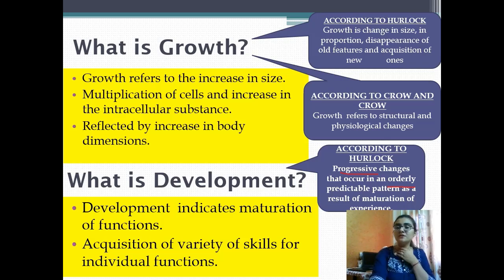Like a baby first learns to crawl, then he learns to stand, then he learns to run. This is an order, and it is like this always. It is predictable. You can predict development. You can say that a baby who is not speaking at the age of 6 months will speak at the age of 1 year or 2 years. This is a predictable pattern as a result of maturation and experience. It is all about experience, all about maturing with time, learning with time.